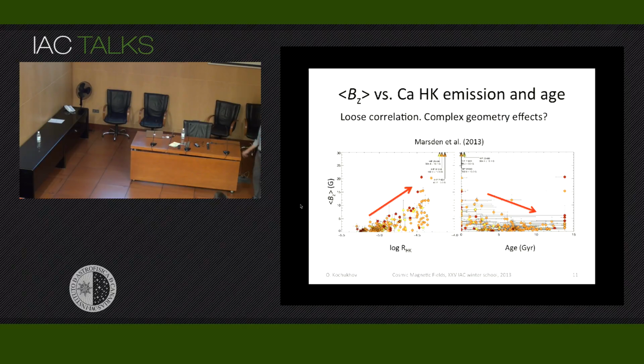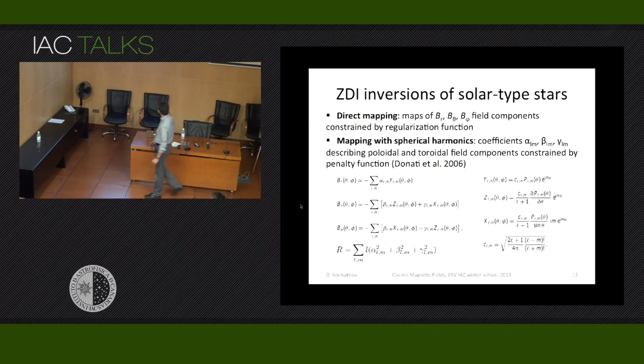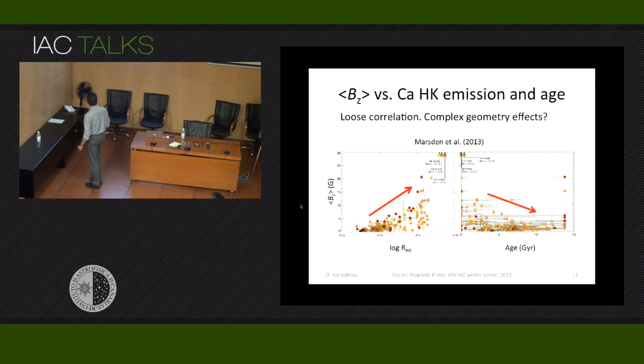Yeah, that would be my interpretation. So anyway, what we really want to do is to perform imaging, the Zeeman Doppler imaging of these targets, and as you understand, this is a really massive amount of observing time that has to be invested in order to get suitable observational data sets. So this kind of work is done for a small number of stars, maybe 50 up to now.